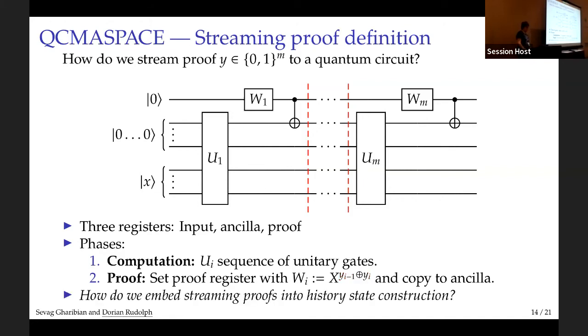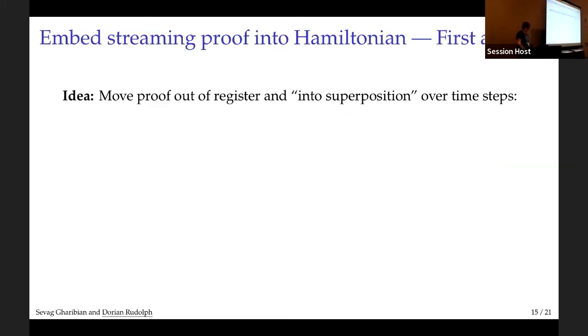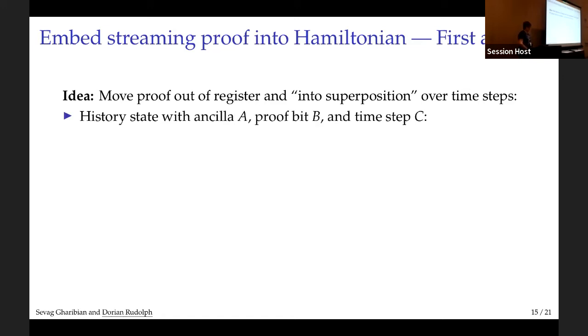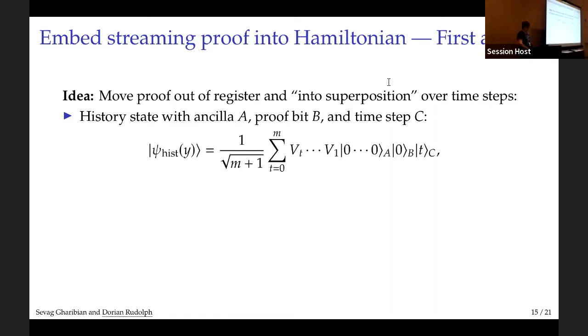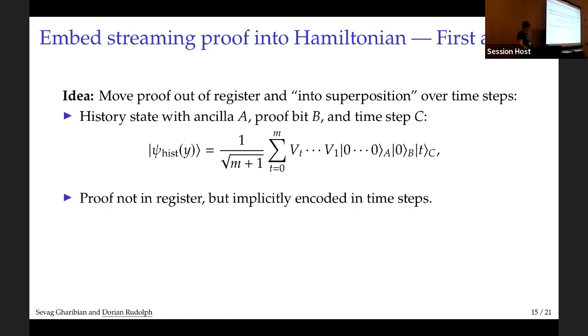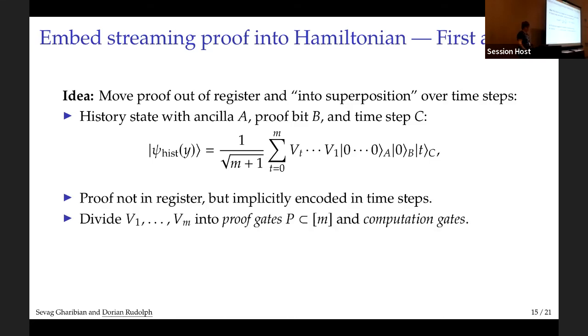But now how do we embed these streaming proofs into a history state construction? So here the first idea is to move the proof out of the register and into the superposition over the time steps. And so again, we would have a history state with an ancilla A, proof bit B, and time step C. And you can see now the proof is just initialized to 0, and the actual proof is hidden in these gates. So yeah, it's implicitly encoded into the time steps.